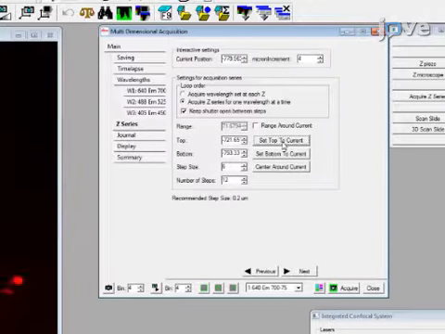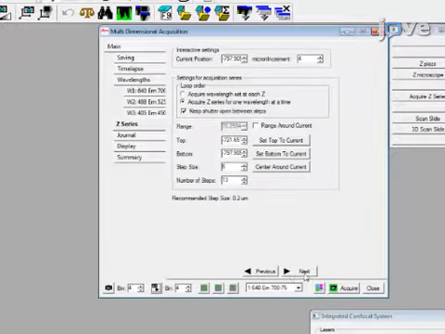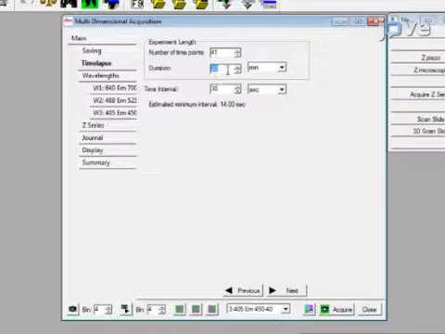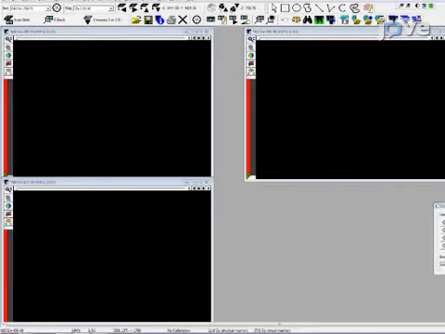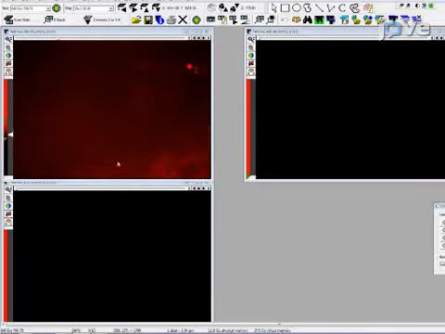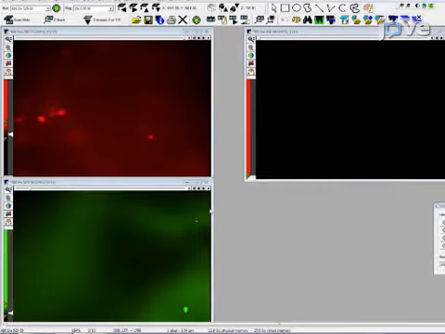Then set up the Z-stack thickness to image within the tumor slice. Next, select the Z-stack image time interval and the total recording time to capture images at specific time intervals. After capturing and exporting the fluorescent images, analyze CD8 T-cell migration as described in the text protocol.